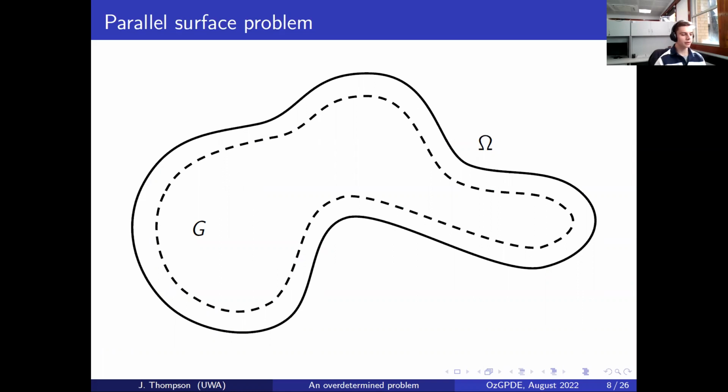So this can be seen as a discrete version of Serrin's overdetermined problem. If we imagine we had an infinite family of these parallel curves getting closer and closer to the boundary of omega, then this is going to give us the original Serrin's problem. An infinite family of curves getting close to the boundary of omega that u is constant on then implies the original Serrin's problem. So the fact that we're only imposing it on one parallel curve makes it a kind of discrete Serrin's problem.